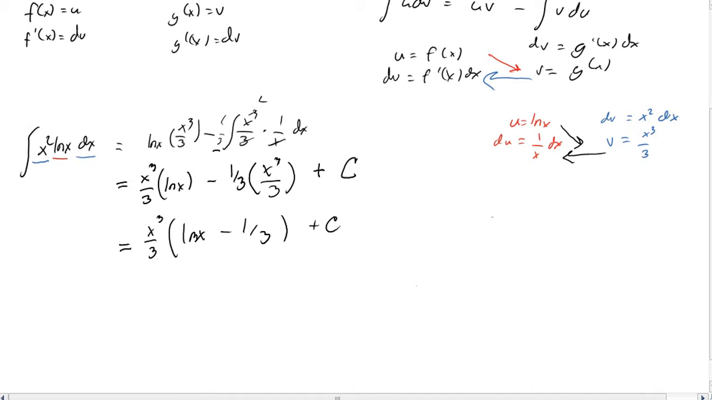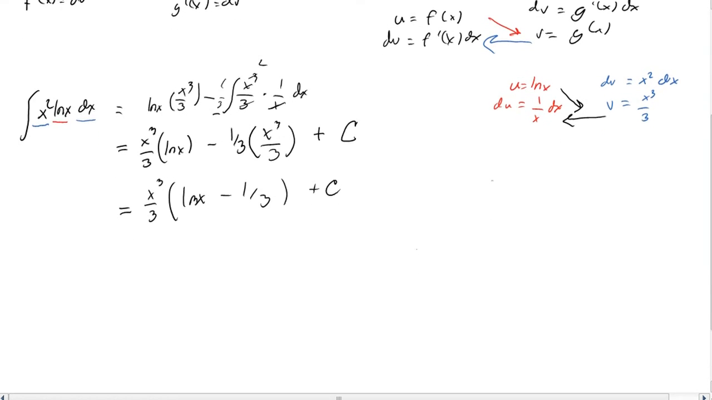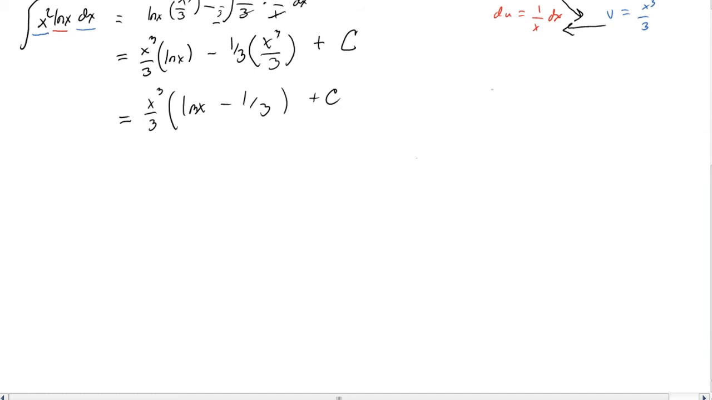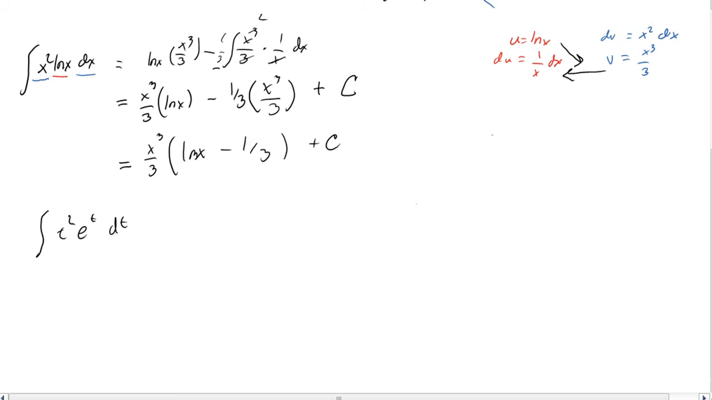Let's do our second example of integration by parts, and we will have it equal to the integral of t squared e to the t dt. We can now start making our table. I'm going to have u be equal to t squared, so the derivative of both sides gives du equal to 2t dt. The second part of the integral, e to the t dt, is going to be dv.